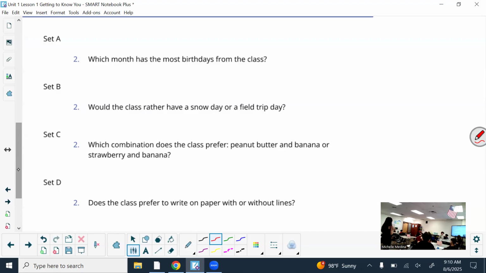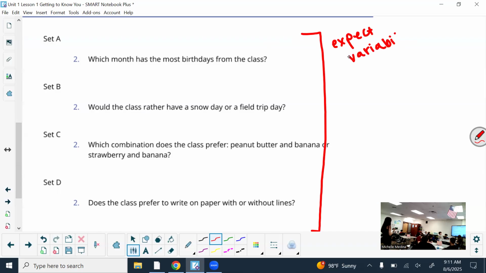First, tell me, would these be statistical questions? Do we expect there to be some variability? Are we all born in the same month? So we do expect variability, which would make these all statistical questions. All of your question 2s should be statistical questions when you made your survey question.